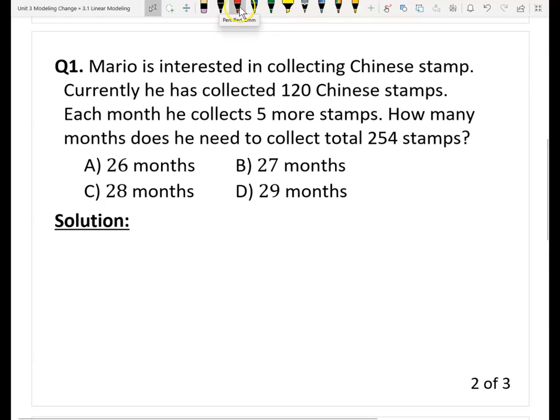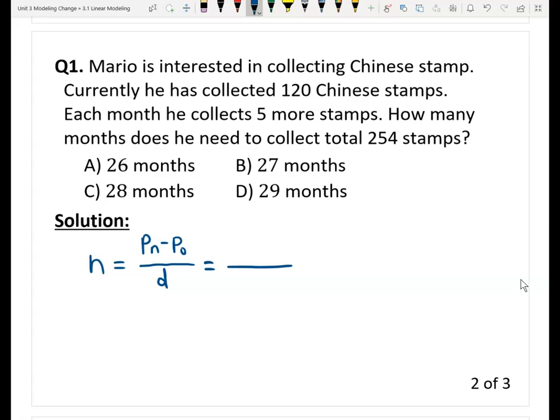Okay, so let me directly copy the formula. So what do we need to do? N equals, the formula gives us Pn minus P0, which is the rise, over the slope D, right? And then we get the time, or we get the run. Can you see, this is the formula, and then we plug in.